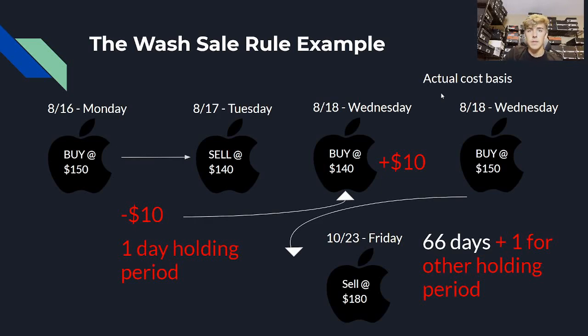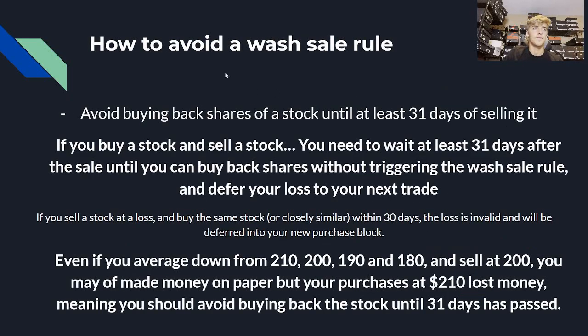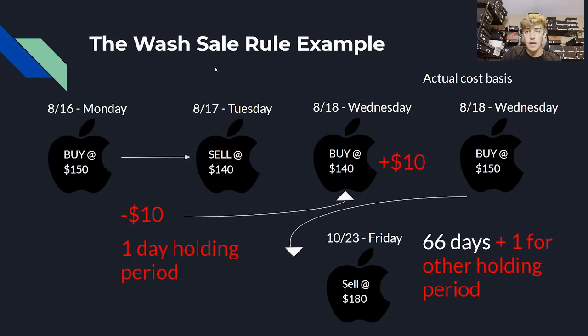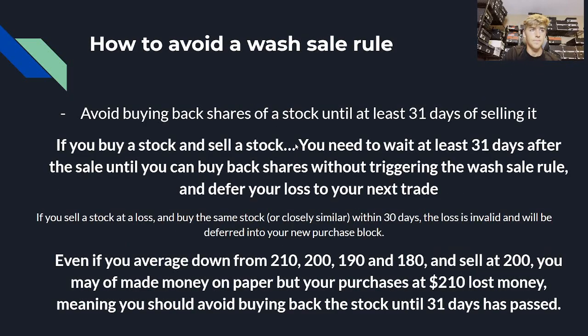Now let's dive a little bit deeper into this. How do you avoid it? Avoid buying back stock until at least 31 days after selling it. So after you sell it, wait at least 31 days to buy it again. That's only if it's at a loss. Now, let me say that again. It's only if it's at a loss, right? If you buy at 150 and sell at 160, you don't have to wait 31 days to buy it again. Only if it's at a loss does the wash sale rule apply.